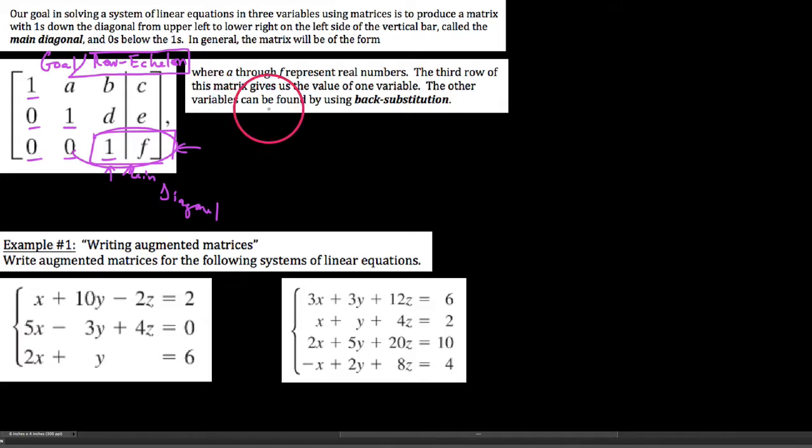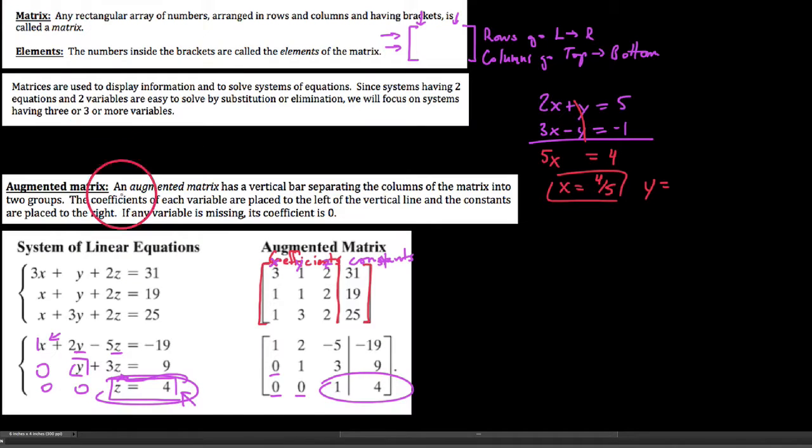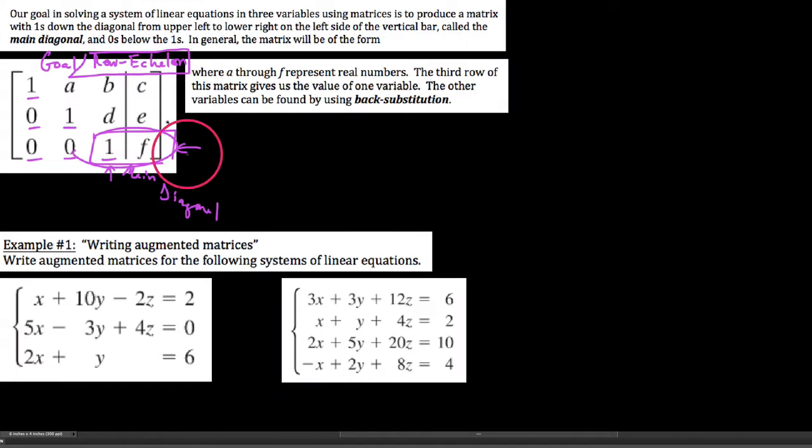So the other 2 variables can be found by using back substitution. And by back substitution, what we mean is if you already know the value of one of your variables, in our ordered triple here, x, y, z, if we're going to write our solutions this way, then we already know the z value is 4. Let's plug this back into the second equation to go find y. And then from there, we'll plug y and z both back into the first equation to find x. So once we get it into this form, then we can just use back substitution to solve for the values of our variables.